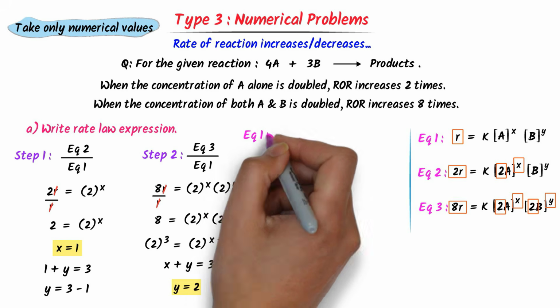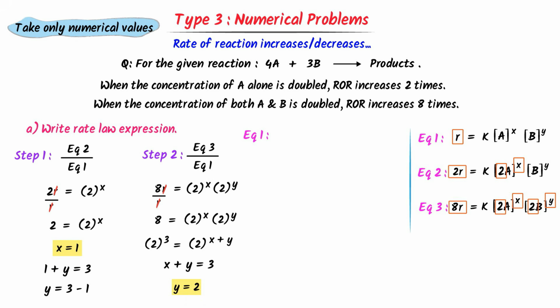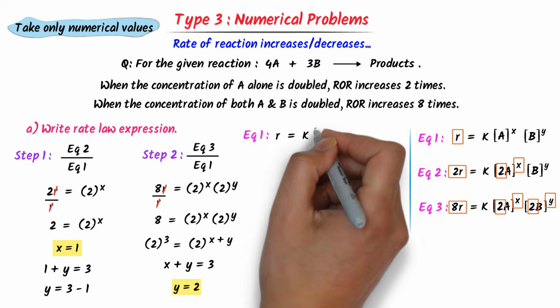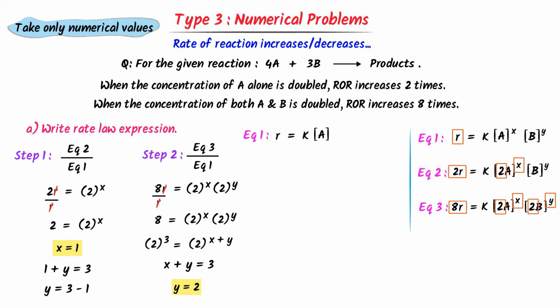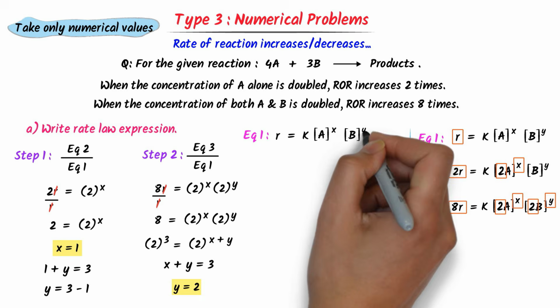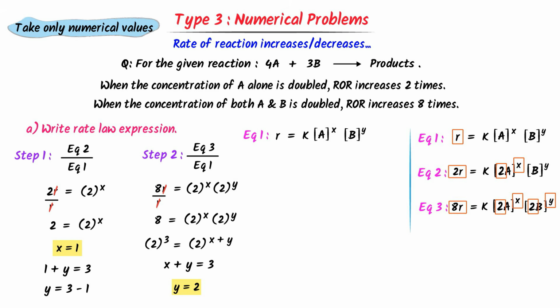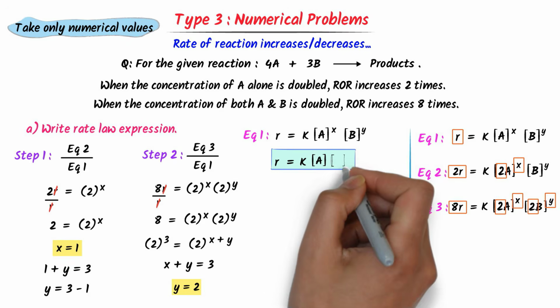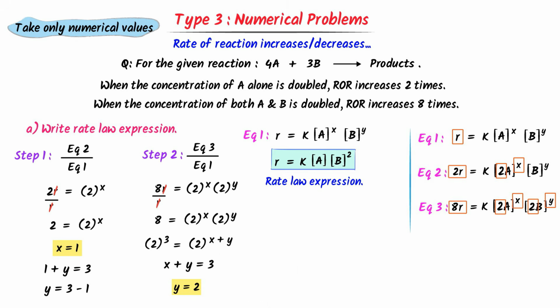Now I take the first equation. I write rate of reaction is equal to k into concentration of A, the power is x, and to concentration of B, the power is y. I put the values of x and y and I get this result. This is the rate law expression for this reaction.